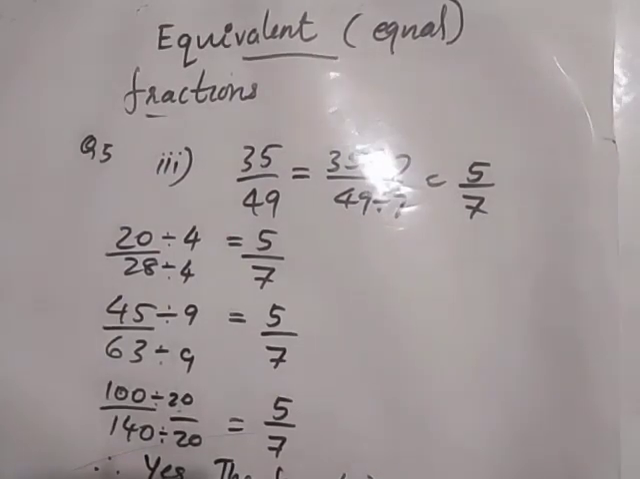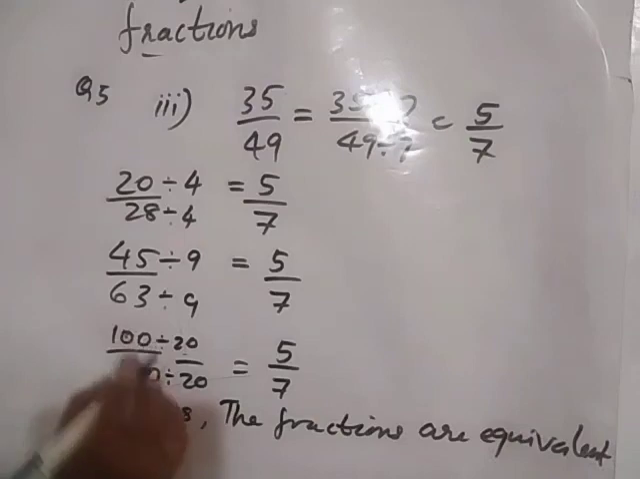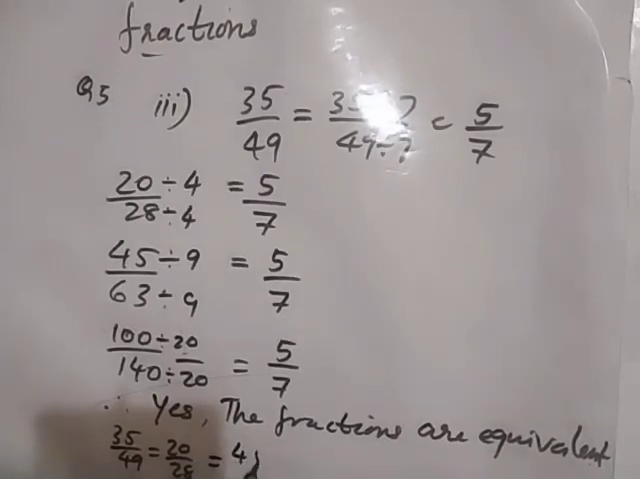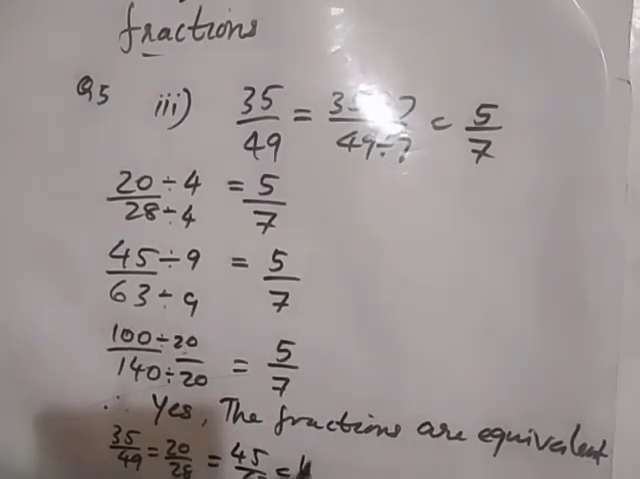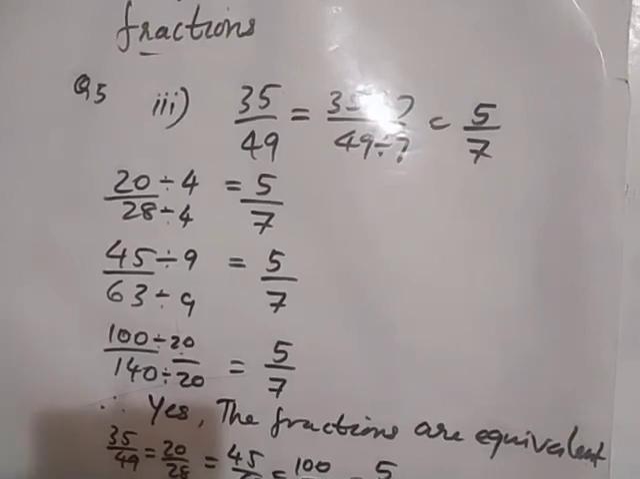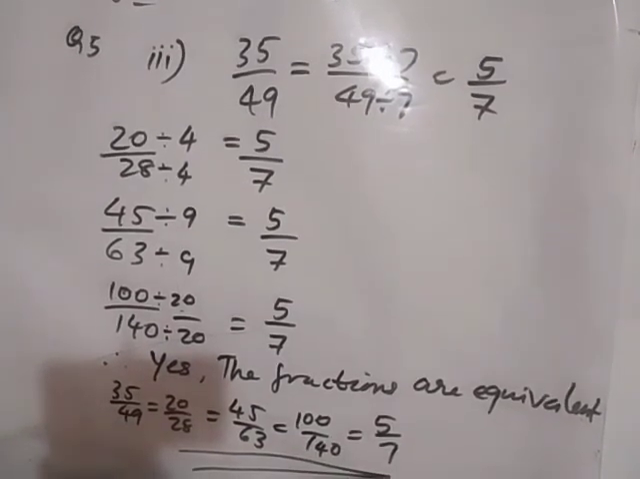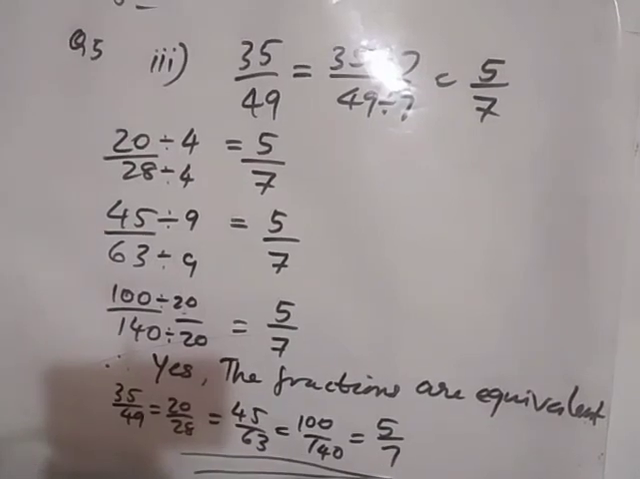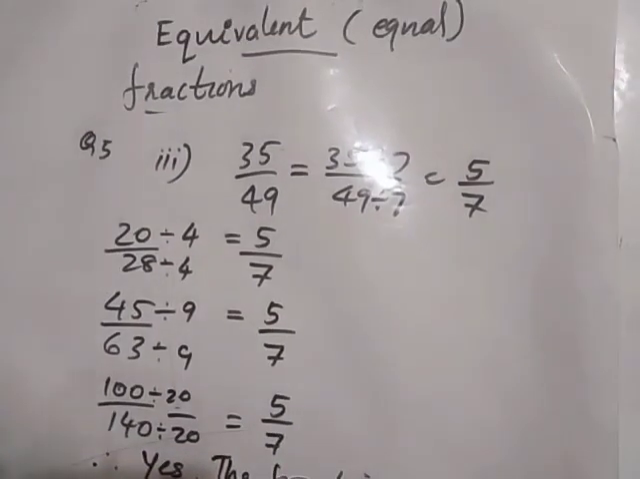Why are these fractions equivalent? Yes, 35 by 49 is equal to 20 by 28, equal to 45 by 63, equal to 100 by 140, equal to 5 by 7. When we express the fractions in lowest terms, they all give the same solution, 5 by 7. That's why the given fractions are equivalent.